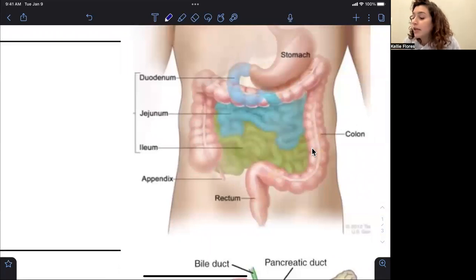Notice how the small intestine in the human is tucked pretty nicely inside, more medially, and the large intestine kind of frames it on the outside. Different from the pig, where it was just kind of collected on one side, and then the large intestine was collected on the other.